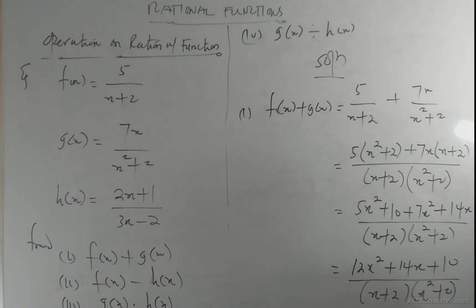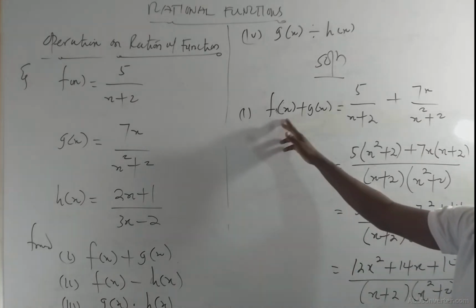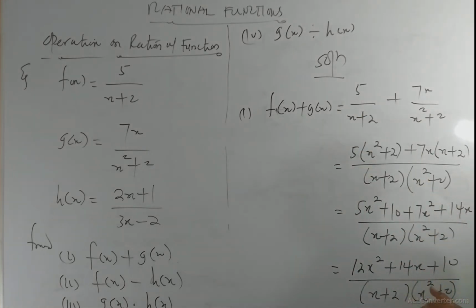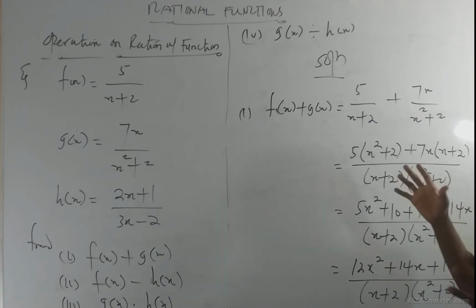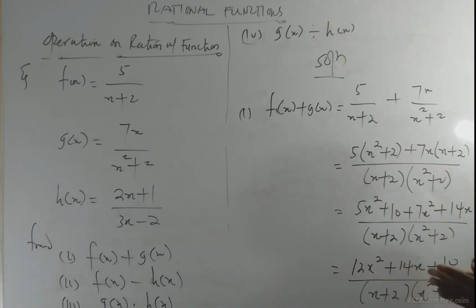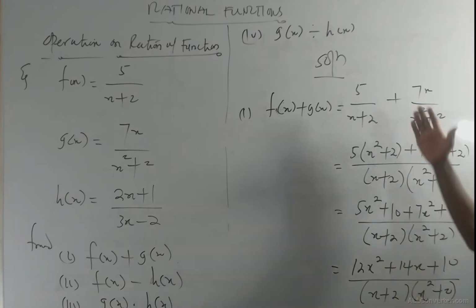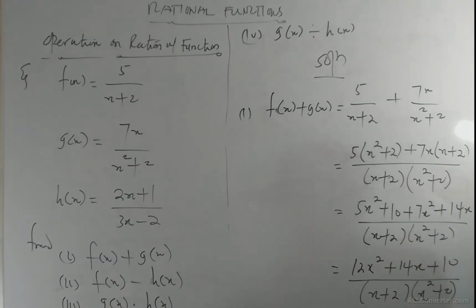So when we are asked to find f of x plus g of x, this is the result. So that's what we do. With the addition of rational functions, we find the common denominator, or the LCM. I guess you understand what we are talking about, because when we are given two fractions to add, we find the LCM and simplify, and it's the same thing we are talking about here.